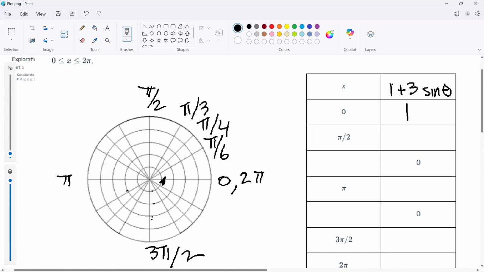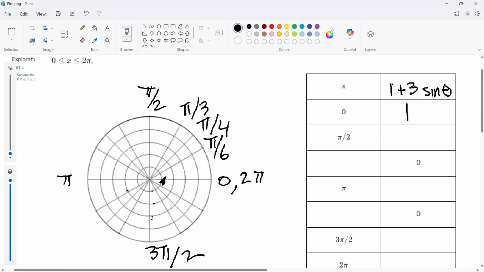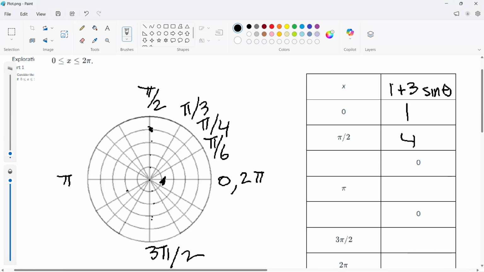Right there. At pi over 2, sine of pi over 2 on a unit circle is 1. 1 plus 3 times 1 is 4. So it's 1, 2, 3, 4. It's up there at pi over 2. I don't care about these where it's 0, because anywhere it's 0, it's just going to be at the origin. All right, so pi, what is the sine of pi? Sine of pi is 0, so 1 plus 3 times 0 is 1.